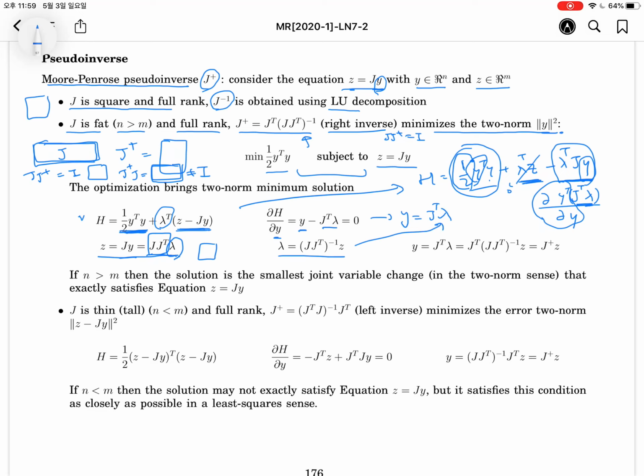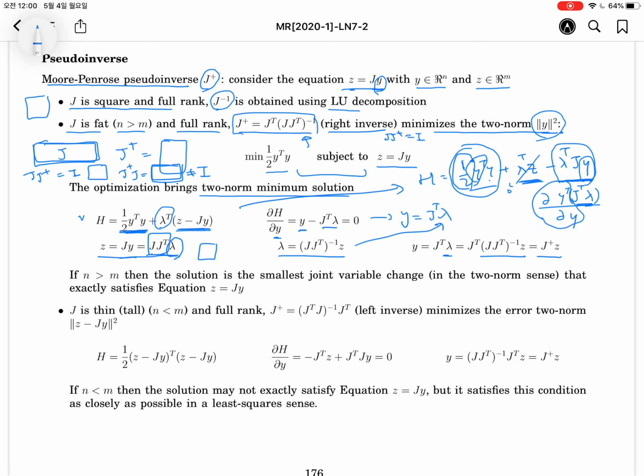Okay, this lambda will be applied to the minimum value of the Hamiltonian. So here, this is the lambda. So we arrive at the definition of J star, right inverse. So the right inverse, this one, is the minimum solution of the 2-norm of y. Okay. I think you should memorize this concept.